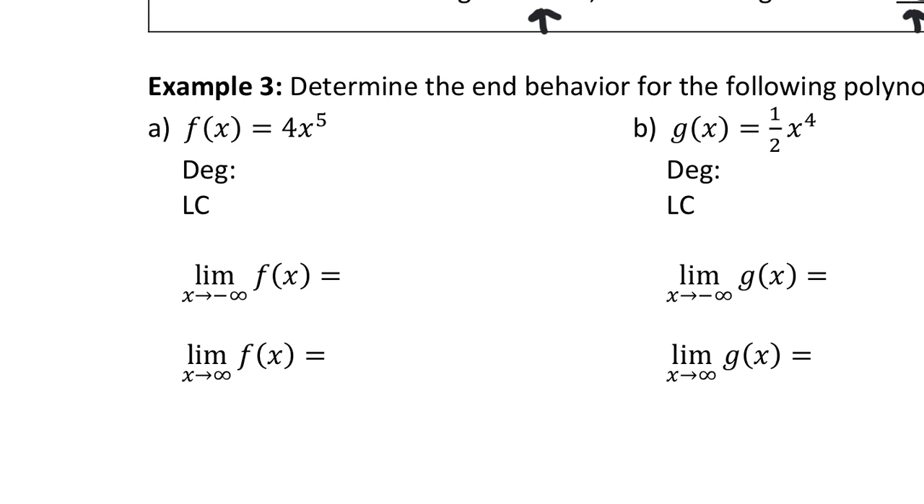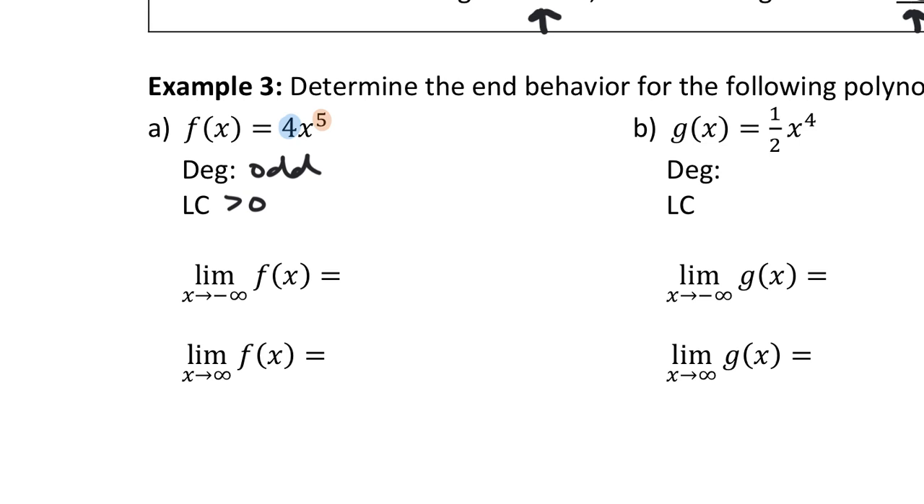So, what is the degree of this polynomial? 5. Okay, cool. I care more that it's an odd number. But yes, it's 5. What is the leading coefficient here? 4. Now, is that greater than 0 or less than 0? Greater than 0. So we just played this game. If it's an odd degree polynomial with a leading coefficient greater than 0, what do your arms look like? Your right hand goes up, your left hand goes down, yeah?